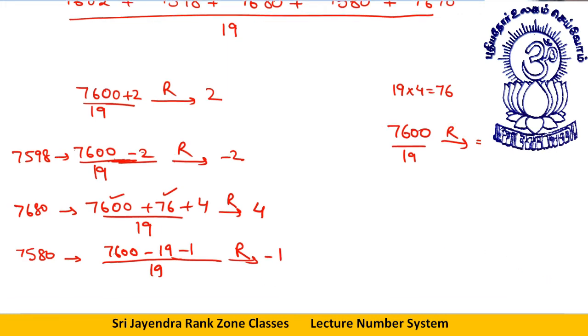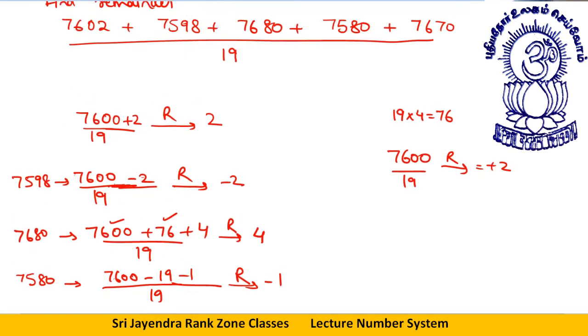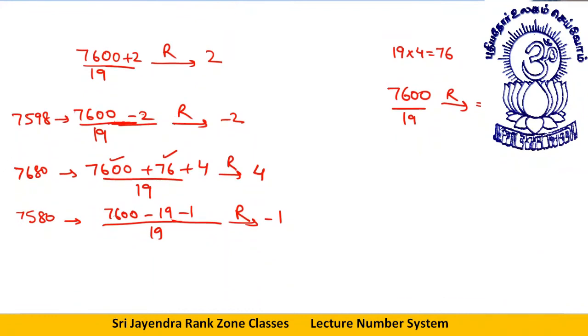Okay, dear students. What was the last term? The last term was 7670. This I can write as 7600 plus 76 minus 6 divided by 19. Here the remainder will be what? Here the remainder will be minus 6.